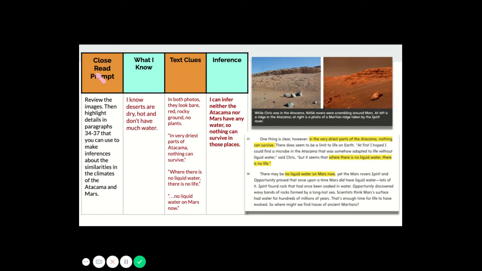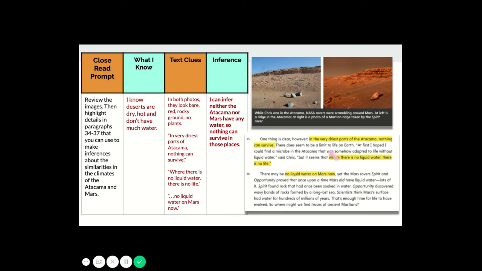So I basically have this little table here, and I organize it by what information I need to find. So my close read prompt, what I know. So I'm going to figure out, well, what do I know about these two things? What do I know about deserts? Okay. What do I know about their climate? Well, I know they both look very desert-like. So I say I know deserts are hot, they're dry, they typically don't have much water, if any.